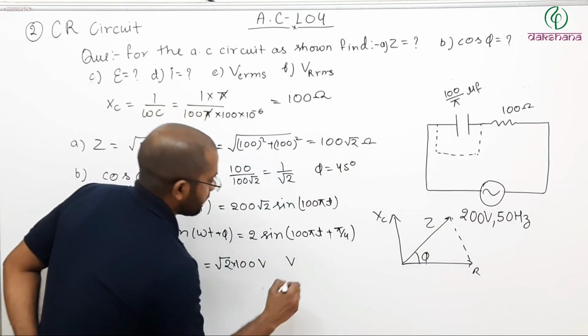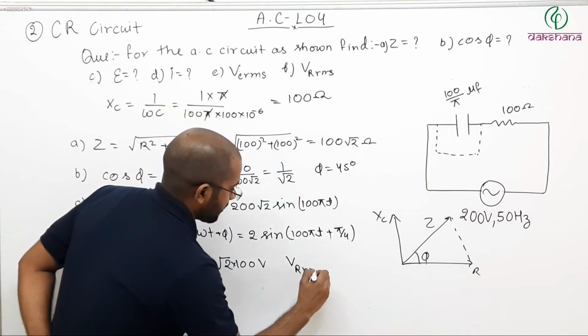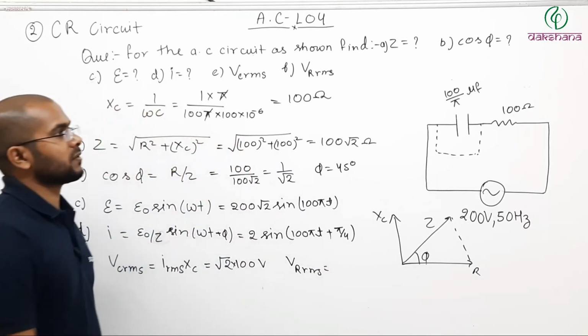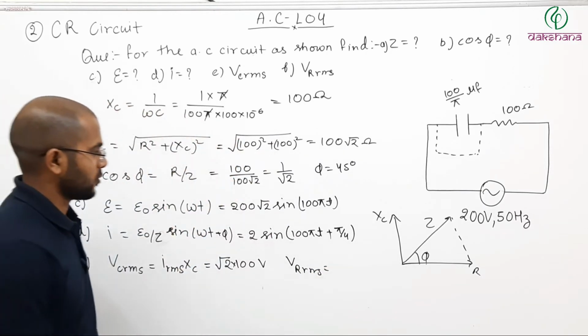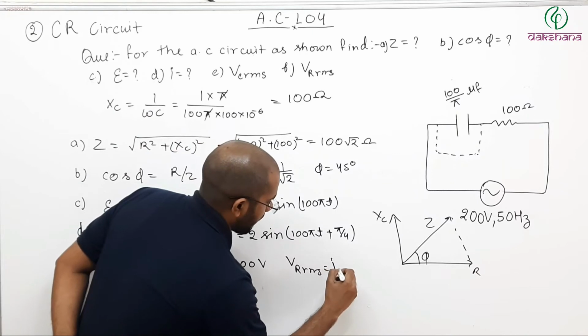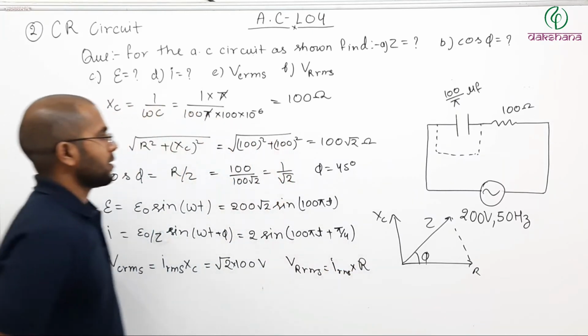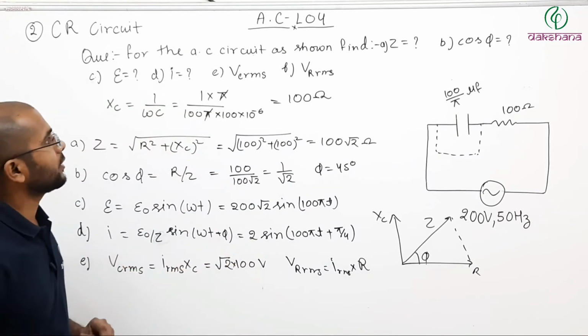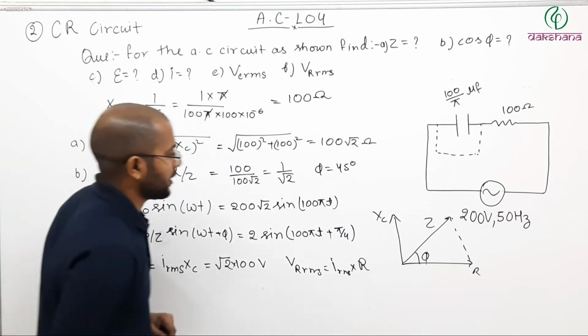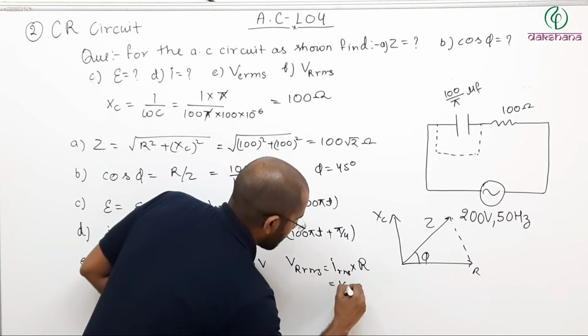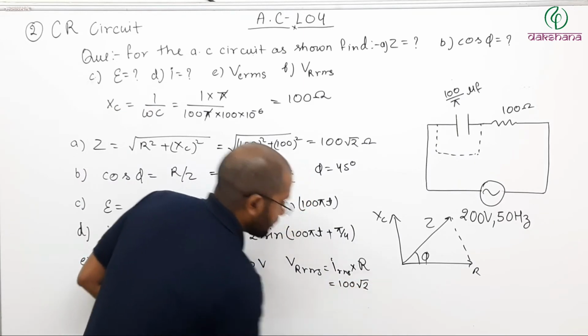Now what is your VR RMS? That is the RMS voltage across your resistance. So that would be nothing but IRMS times your resistance. IRMS is root 2, you already know, and resistance is 100, that you already know. So this would also be equal to 100 root 2.